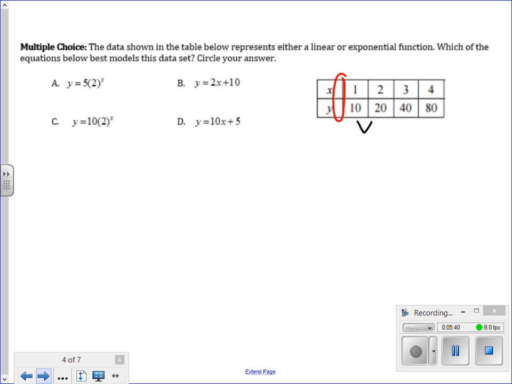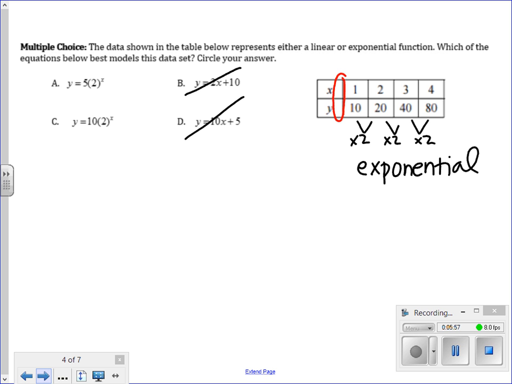To get from 10 to 20, 20 to 40, 40 to 80, it looks like I'm multiplying by 2 every time. And I'm going to multiply. I think this is going to be an exponential function. So that means I can go to my multiple choice and I can cross off B and D because those are both linear equations. So my exponential function, because we're multiplying by 2, that means that my growth rate is going to be 2, which is actually the case for both options A and C. So I can't eliminate either of them yet.